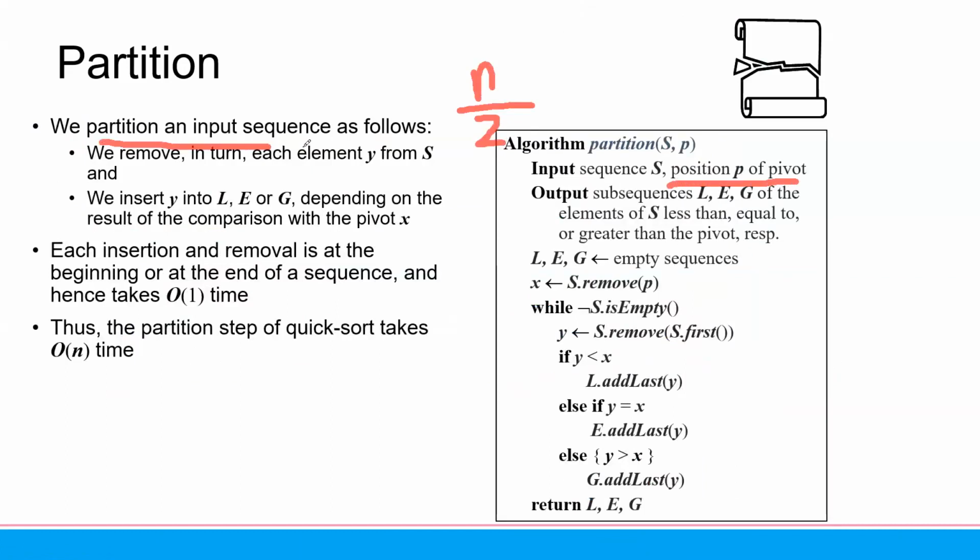So we partition an input sequence as follows. We remove in turn its element Y from S, and we insert Y into L, E, or G, depending on the result of the comparison with the pivot. So let's say if I have P as the pivot, I prepare L, E, and G. Those are empty sequences. And then X is from P.